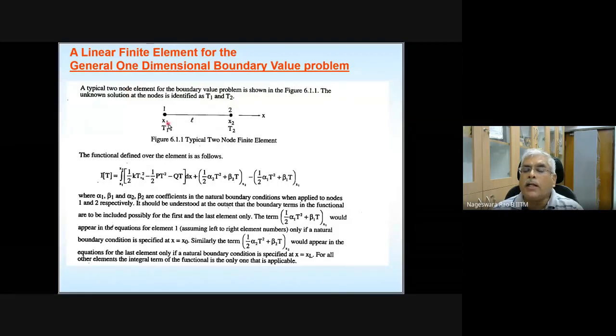So the element goes from x1 to x2. So x is equal to 0 becomes x1, x is equal to L becomes x2. And similarly other things. Wherever x0 is there, replace with x1. Wherever xL is there, replace with x2. And similarly, wherever k0, alpha naught, beta naught are there, replace with k1, alpha 1, beta 1. Similarly, kL, alpha L, beta L are there, replace with k2, alpha 2, beta 2. Okay, that is what is all mentioned here.